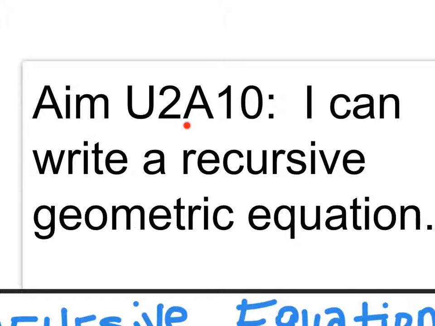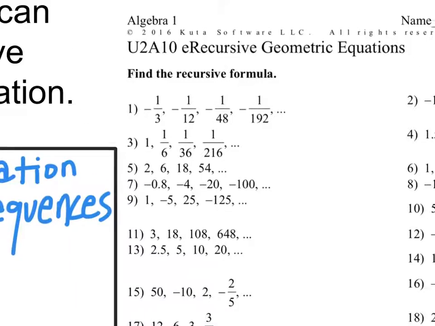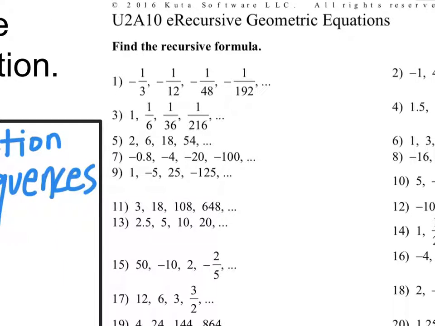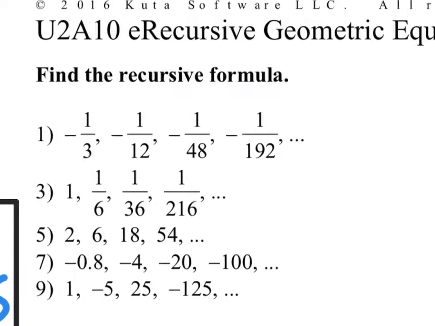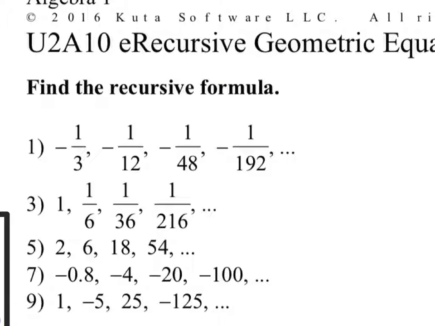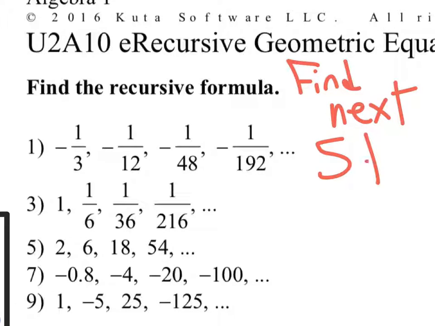Today's learning target for lesson U2A10 is I can write a recursive geometric equation. And by the end of class, what we're going to be able to do is start our homework, hopefully get much of it done this evening, in which we're going to be finding the recursive formula, and not just that, we're going to have to find the next 5 terms. Okay, so we're going to be doing this in just a moment.